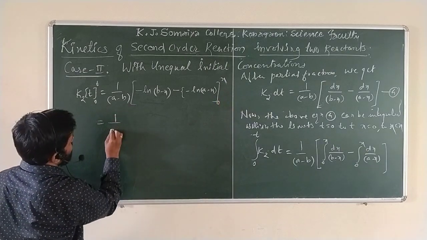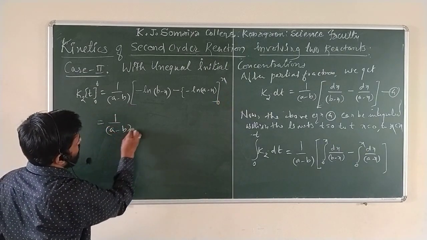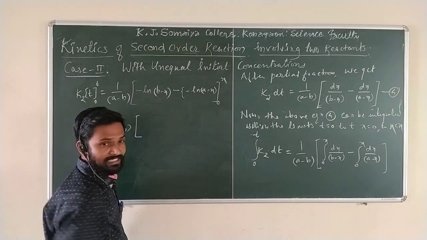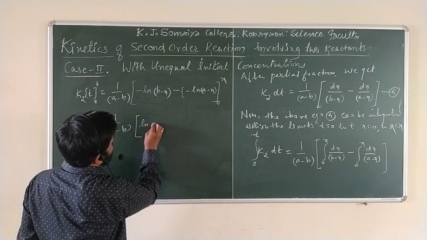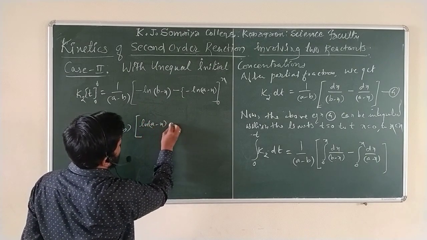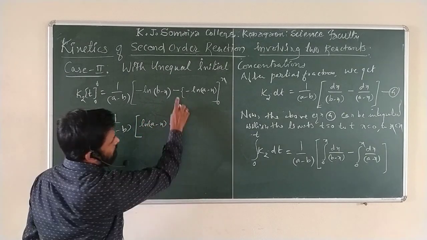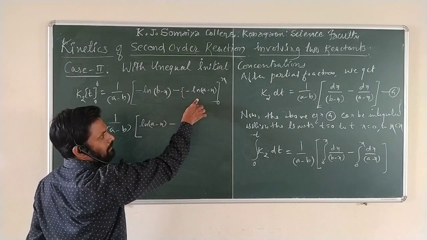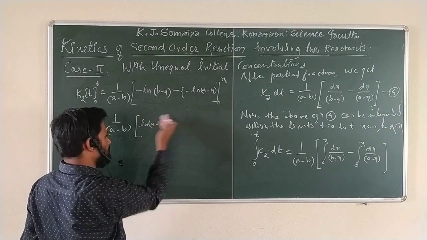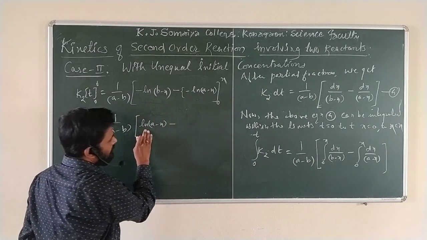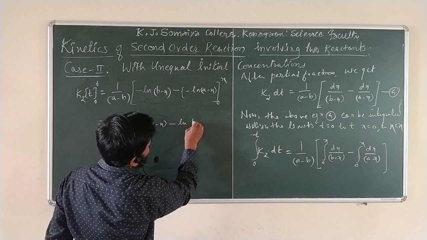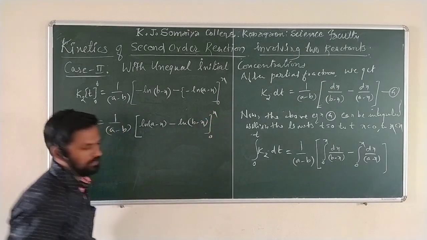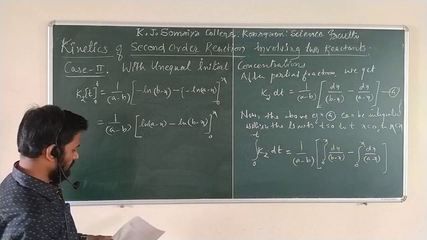So can I write as, I just rearrange for our convenience. This will be minus ln(b - x), and this will be minus minus, you will get the plus. Are you getting my point? Minus minus gives plus, so plus means minus ln(b - x) plus ln(a - x). Instead of writing plus ln, I just take it to this side. So ln(a - x) minus ln(b - x). Now the limits will be 0 to x.